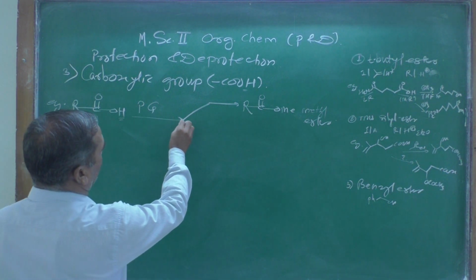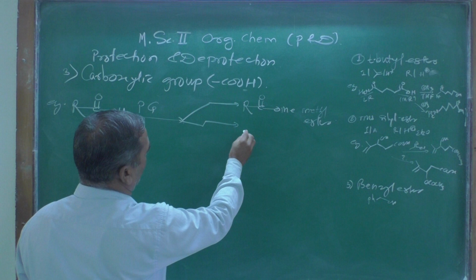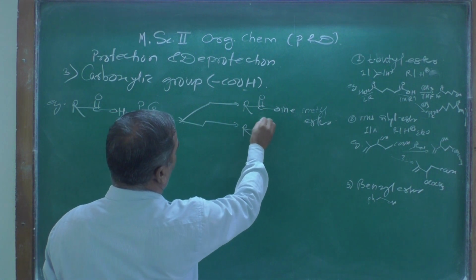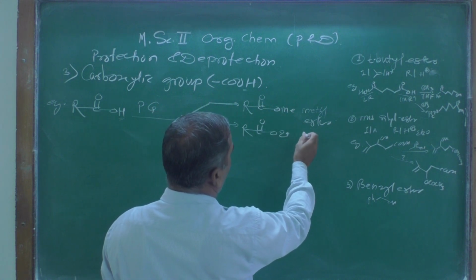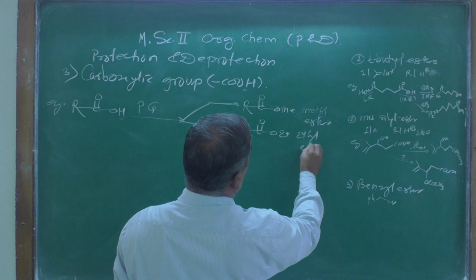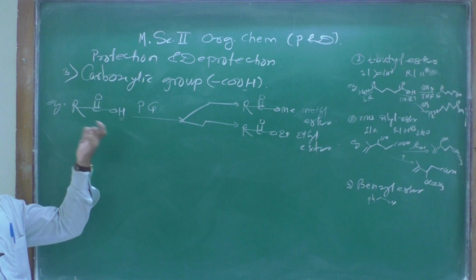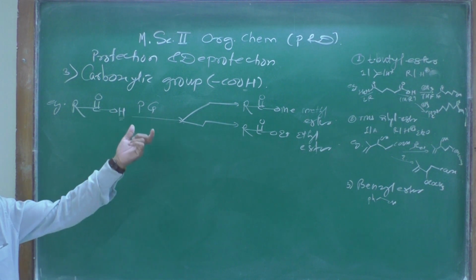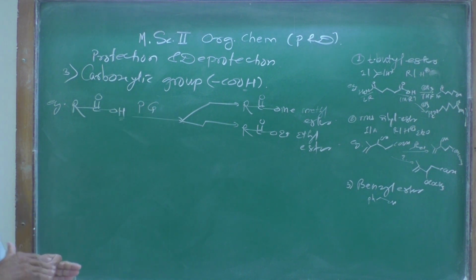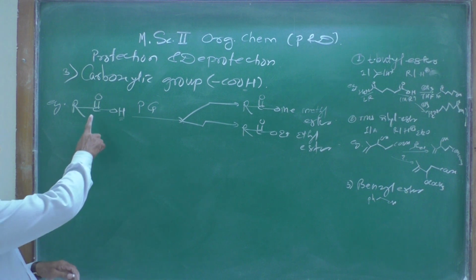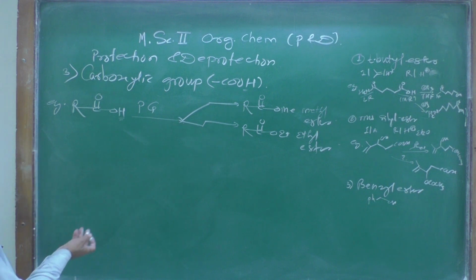Suppose it is treated with some other reagent, you get here R C double bond O, Et. This is known as an ethyl ester. So here, in the esterification reaction, ethyl alcohol in the presence of a catalytic amount of acid gives an ester. When it becomes an ester, the reactivity of that carboxylic group becomes less. And let us see another one.